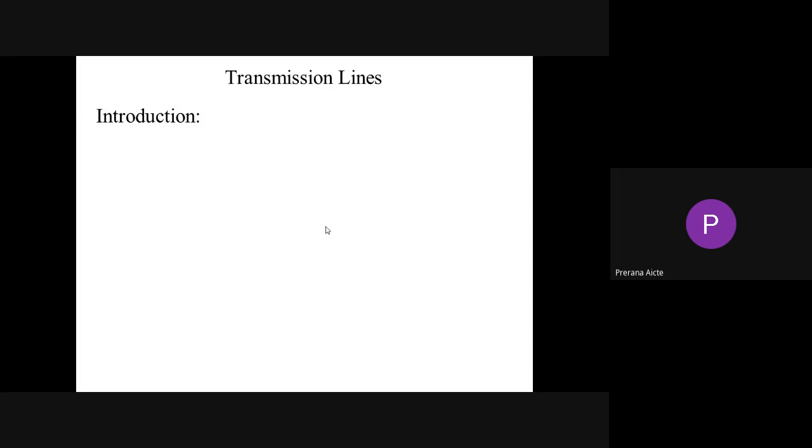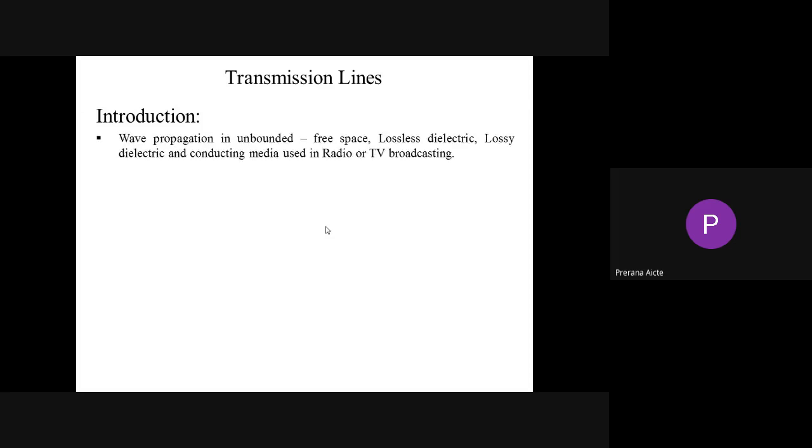Now, the first introduction to this transmission line is wave propagation in unbounded media. The wave propagates in unbounded media, such as free space, lossless dielectric, lossy dielectric, and conducting media, used in radio or TV broadcasting. TV means television broadcasting.